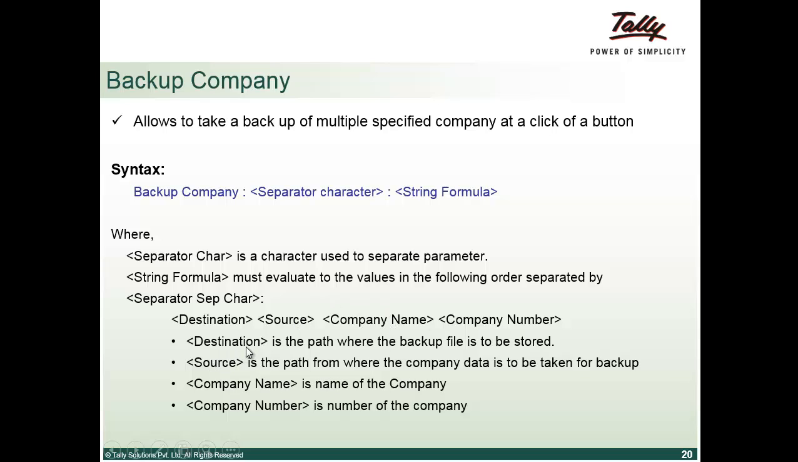So destination is nothing but the path where the backup file should be stored, and source is the path where the company data is available and from where the backup of that data has to be taken. And company name is the name of the company of which you are going to take the backup, and company number is the number of the company whose data needs to be taken as a backup.